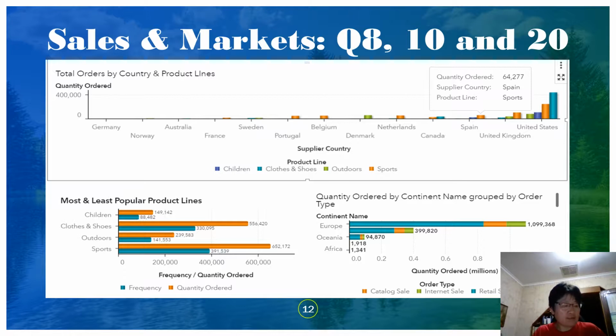The top 5 supplier countries identified are US in every product line, followed by UK in sport and outdoors, Spain in sports and children's clothes, Canada and Netherlands in sport and clothes and shoes, and is shown on the top part of the page. What they all have in common is sport product line, the top selling product line, followed by clothes and shoes shared by US, Canada, and Netherlands, and you could see it on the bottom left-hand side.